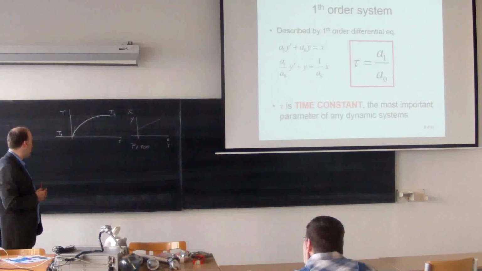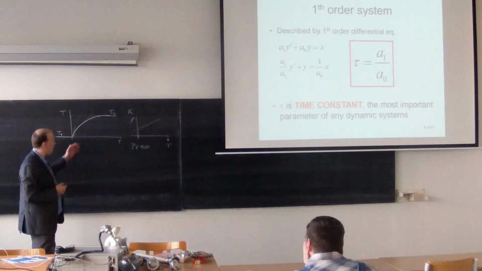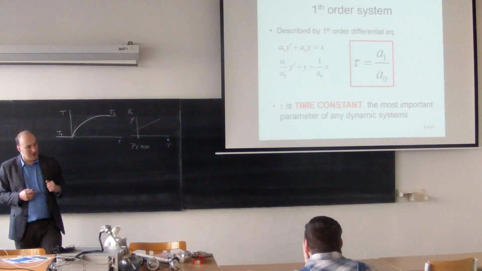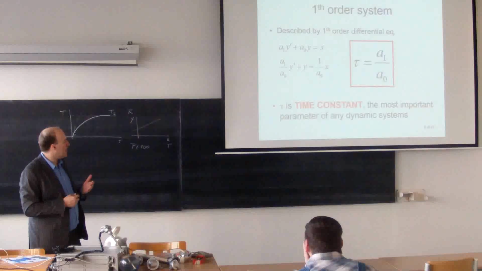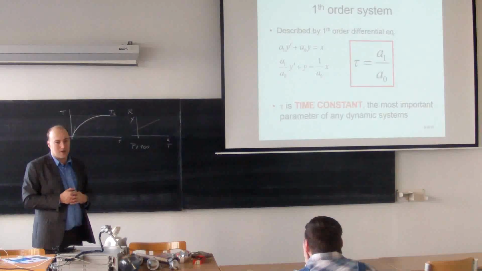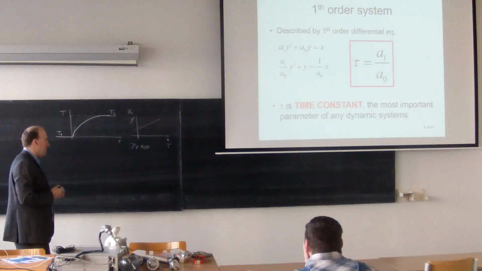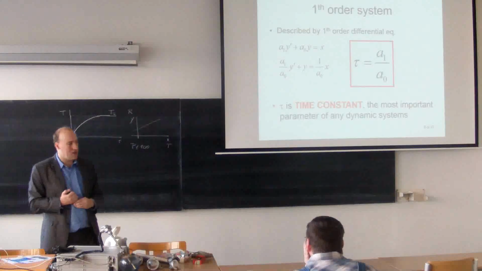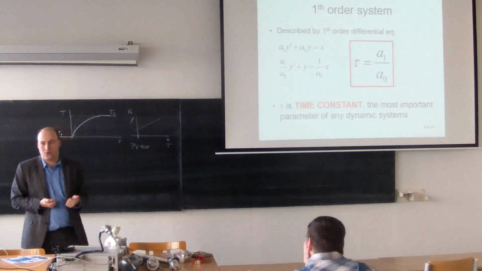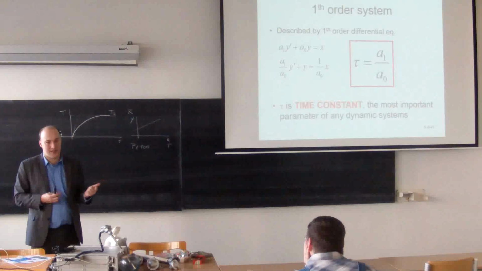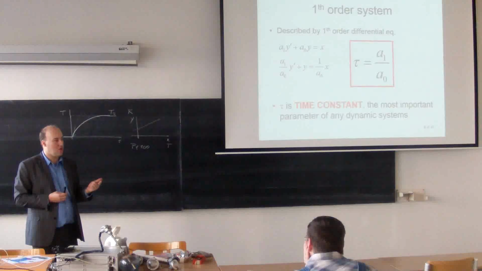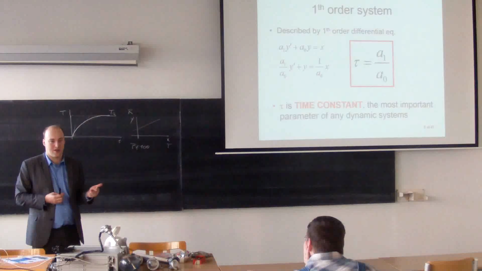So there is a relation between the time constant of the sensor and the speed at which you can measure any value. So not only do you need to know, if you buy a sensor, in what range you want to measure and with what accuracy, but you also need to know how fast you want to measure.